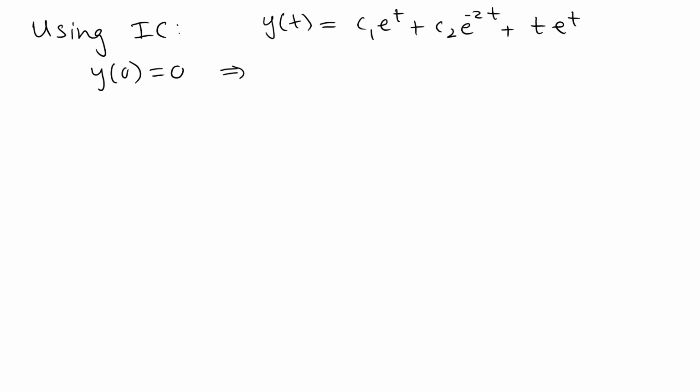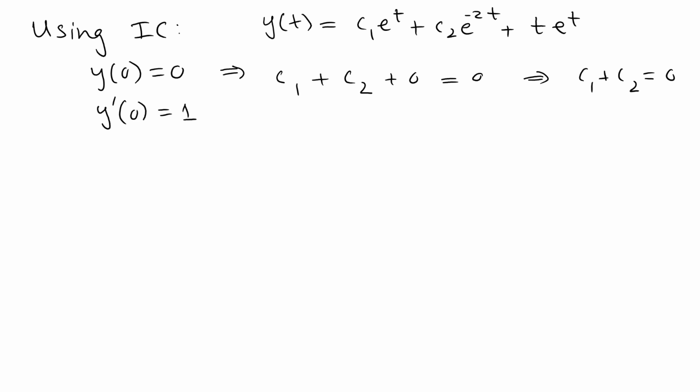If you plug in 0, you can see you get c1 plus c2, you get a 0 here, and equal on the other side is a 0. So you get that equation. So the first equation is c1 plus c2 equals 0. And then we use the derivative one. So y prime of 0 equals 1.